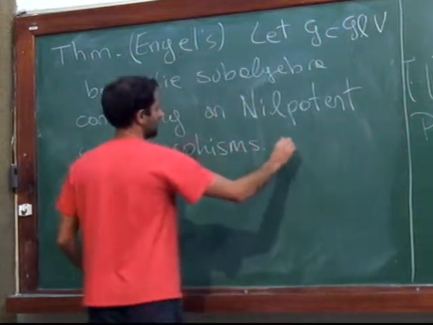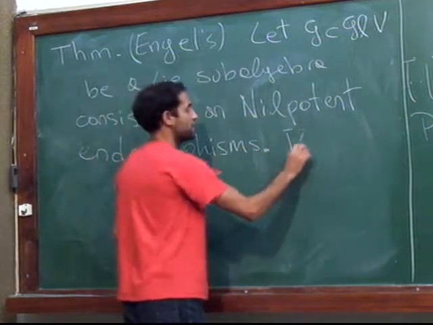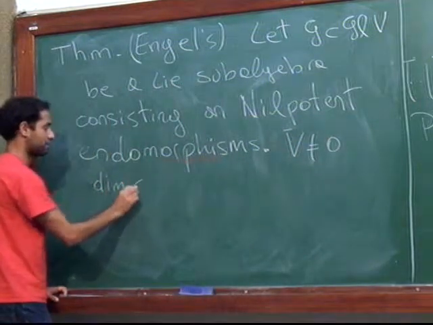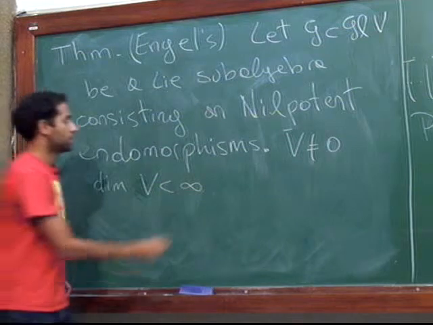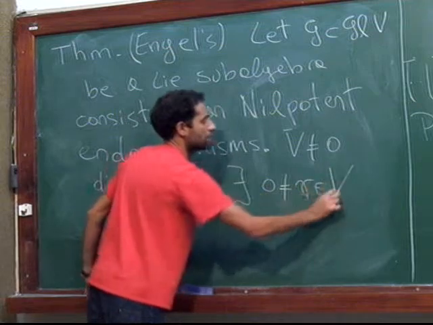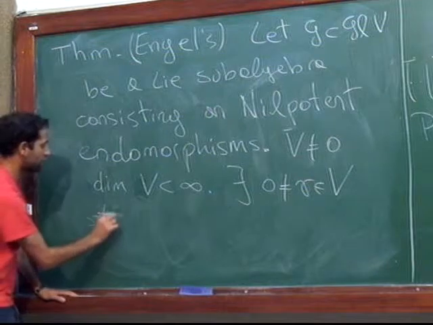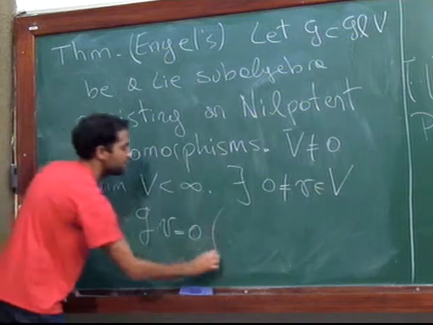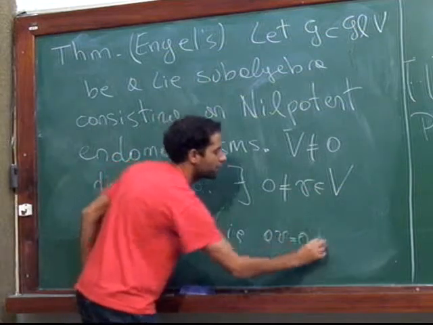Then there exists, let's assume V is not 0 and is finite dimensional. Everything here is finite. Then there exists a non-zero vector in the vector space that is killed by all the operators at the same time, such that g acting on v is equal to 0. So this means A v is equal to 0 for every A in g.